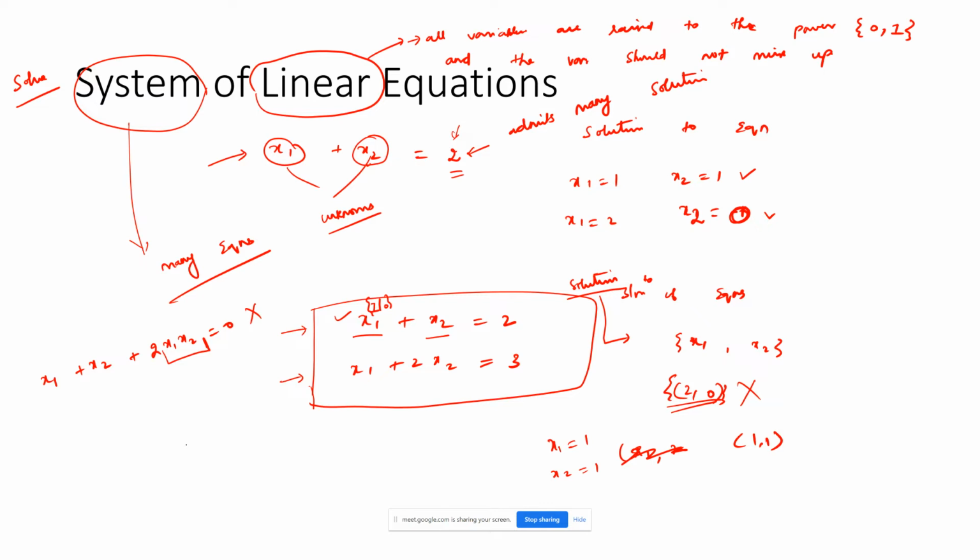All right. Is there any doubt so far? Okay. Maybe I'll ask some quick questions. Can you tell me if this is a linear equation? x1 square plus x2 equals 3. Is this a linear equation? No, sir. Is this a linear equation? x1 x2 plus x3 equals 0. No. Why? Because there is mixing up happening here.